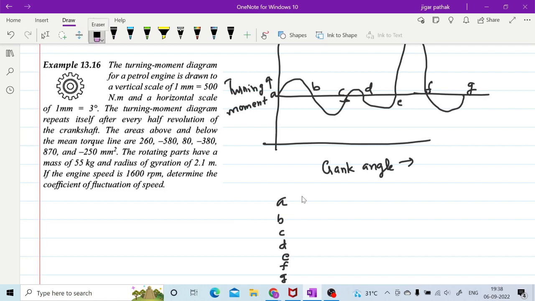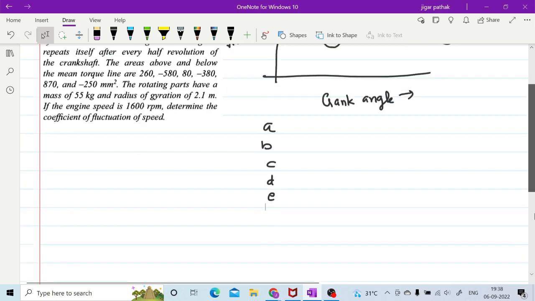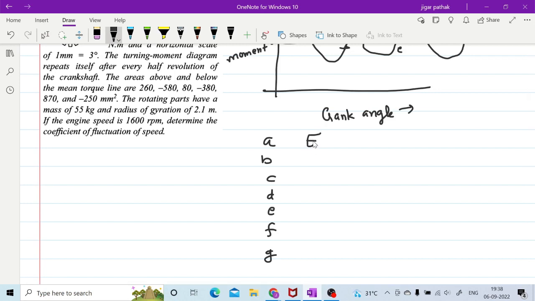So I'm writing again. Now let me write this A, B, C, D, E, F and G. What is given in your problem statement is, if I assume energy at the turning moment at point A as E, then the areas above and below are given, right?